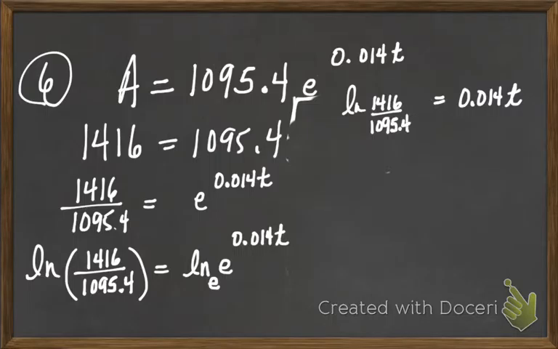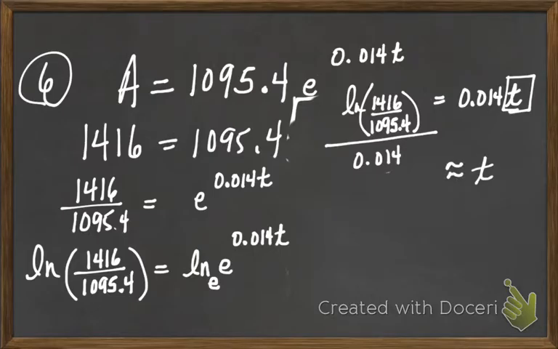And now we're still solving for t. And so what's the last step? Divide by that 0.014 because it's been multiplied by your t and you want that to be all by itself. So you're going to divide by 0.014. You're going to pick up your handy-dandy calculator. You're going to do ln of that ugly fraction. You need to hit divided by. I don't think your fraction key works in this situation. You might get an error if you use the fraction key, so just do 1416 divided by 1095.4, close parentheses, divided by 0.014.